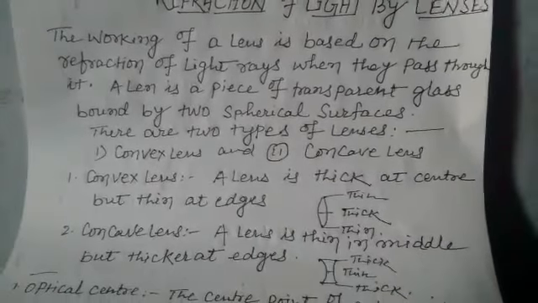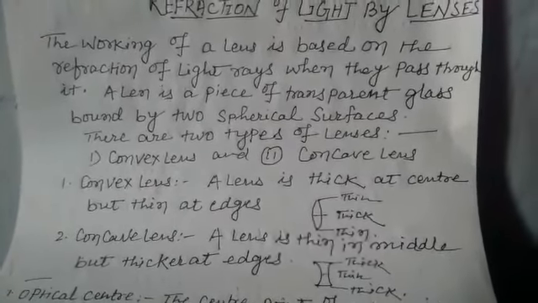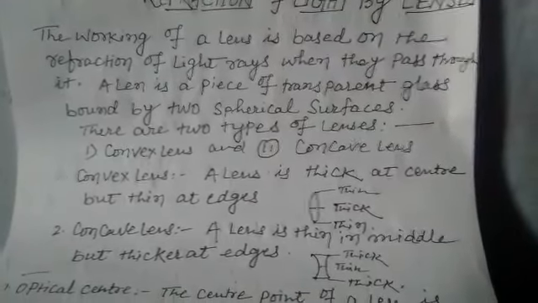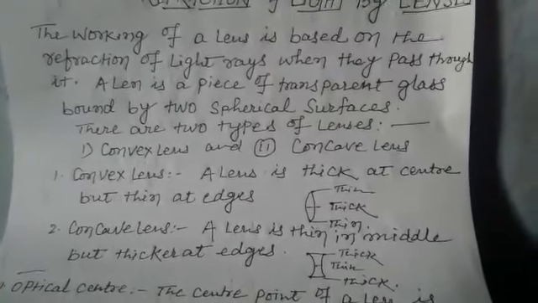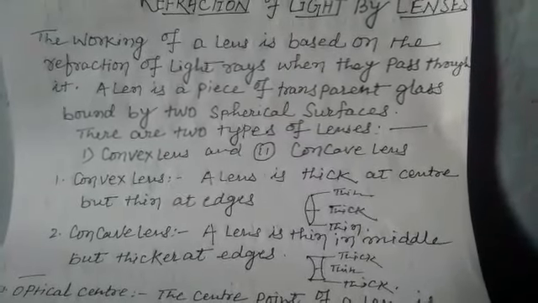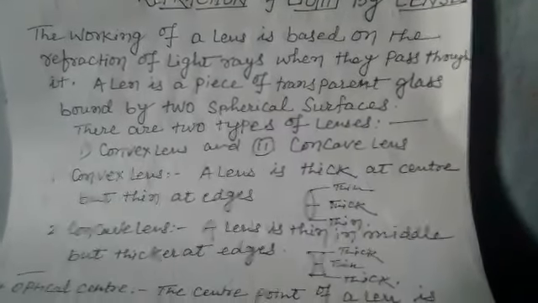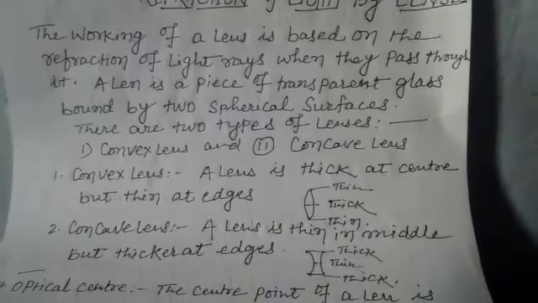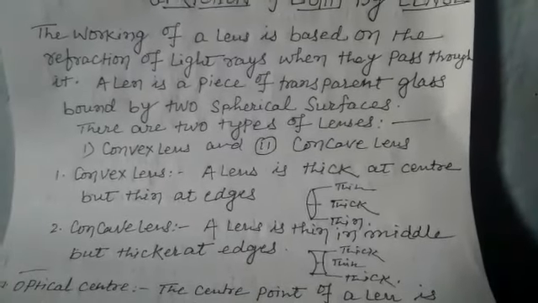A convex lens is thick at the center but thin at the edges. The two bounded surfaces of glass have a thick middle portion but thin edges. Such lenses are known as convex lenses. It is also known as a converging lens.